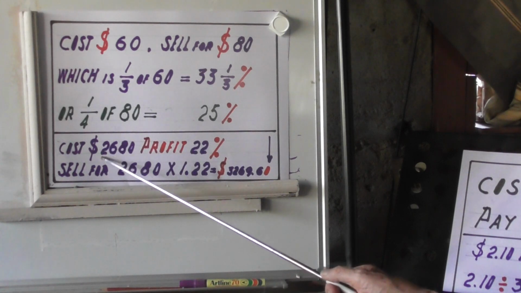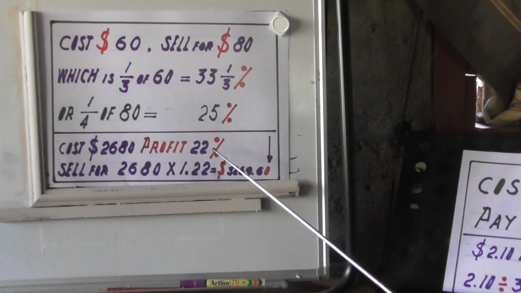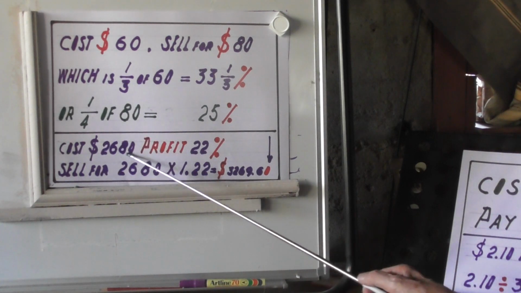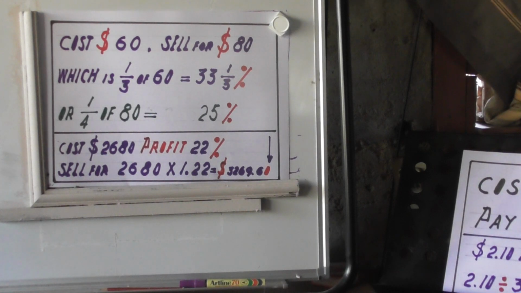Something costs 2,680 and the profit is 22%. Now the whole cost is 100% plus 22%. So we have to do 122% of this, but we don't work with percentages. 122% is 2 places back is 1.22. So he sells it for this.